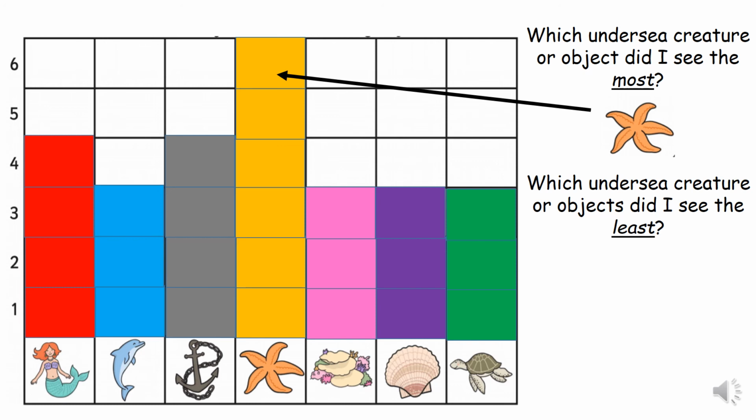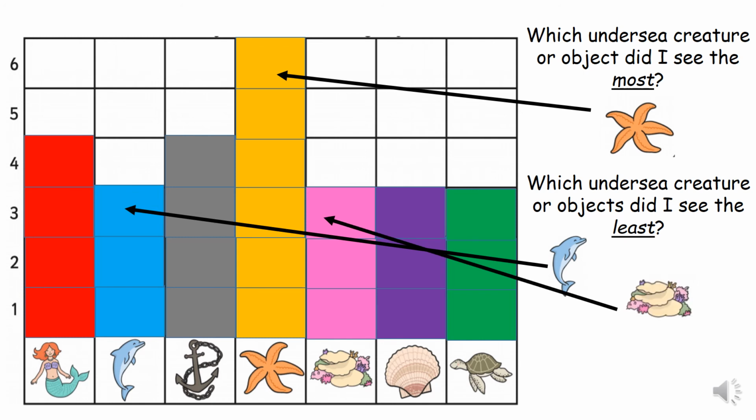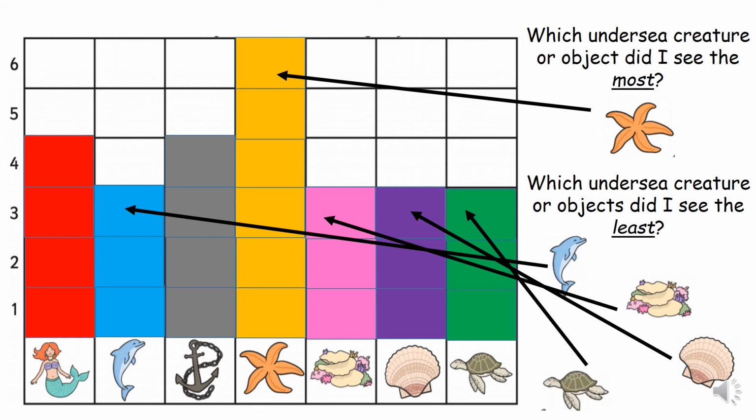This is a tricky one. So again, you need to look at the block diagram and look at the number of items, and which didn't I see much of? Which was the smallest amount? So the dolphin, we only saw 3 of those. But also the coral, and the same with the seashells, and the same with the turtles. So those were the items that we saw the least.